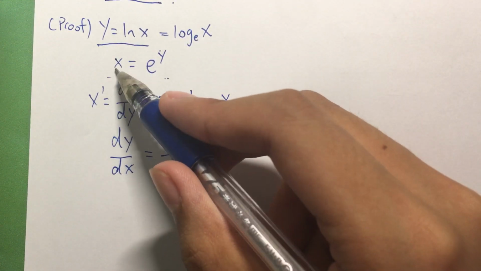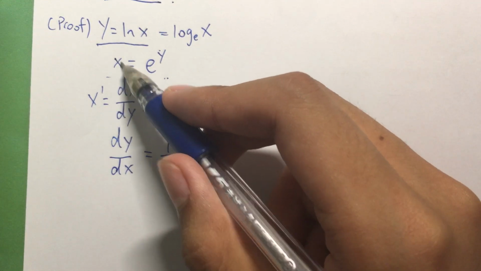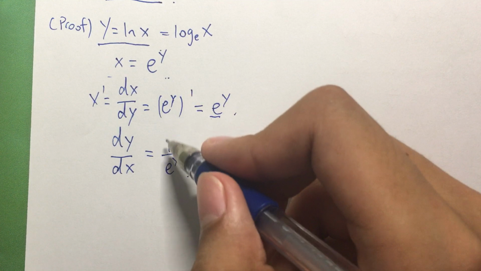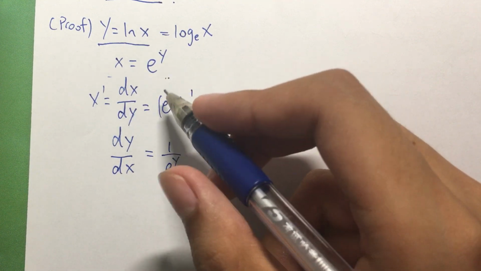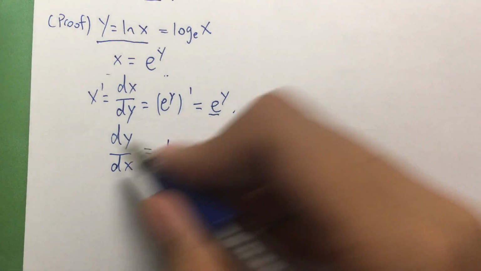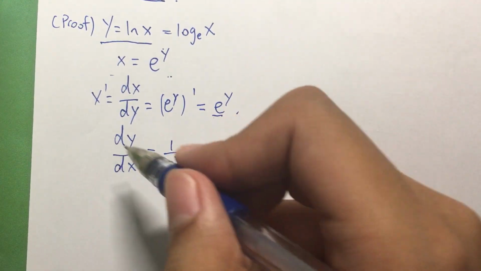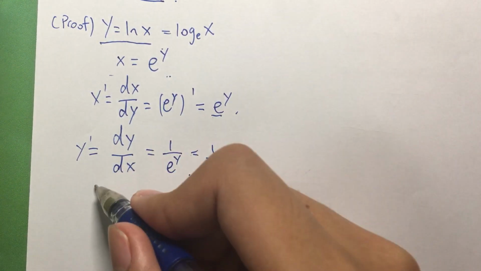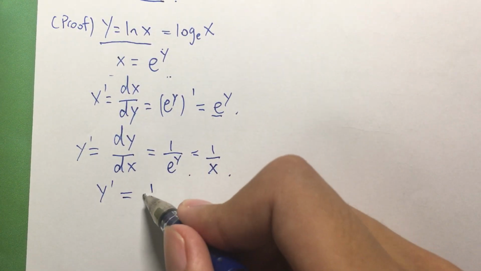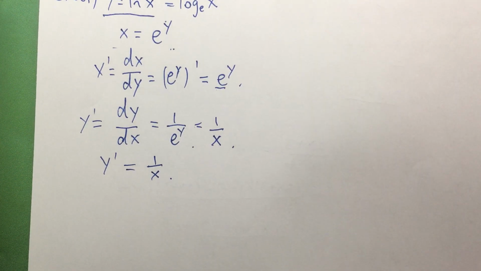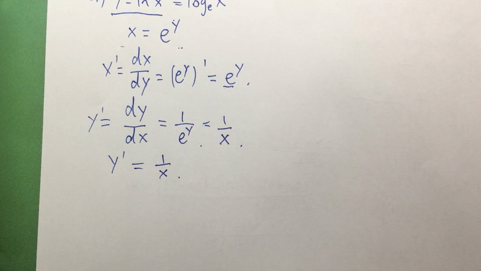And we have assumed that x equals e to the power of y, so we can change e to the power of y by using x. So we will get 1 over x. And dy over dx, we know that this is equal to y dash, which means y dash is equal to 1 over x. And this is the proof for ln x.